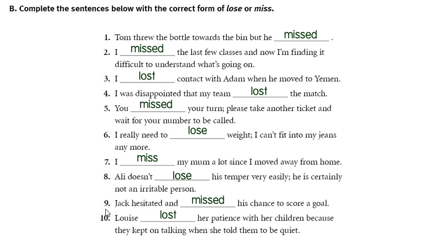Number 9. Jack hesitated and missed his chance to score a goal. missed his chance، فوت فرصته ليسجل هدفا، وهنا يدل على الماضي مثل الفعل السابق hesitated، لقد تردد وفوت الفرصة للهدف. Number 10. Louis lost her patience with her children because they kept on talking when she told them to be quiet. الآن lost her patience يعني فقدت صبرها، وهنا أيضا تعبير مجازي.